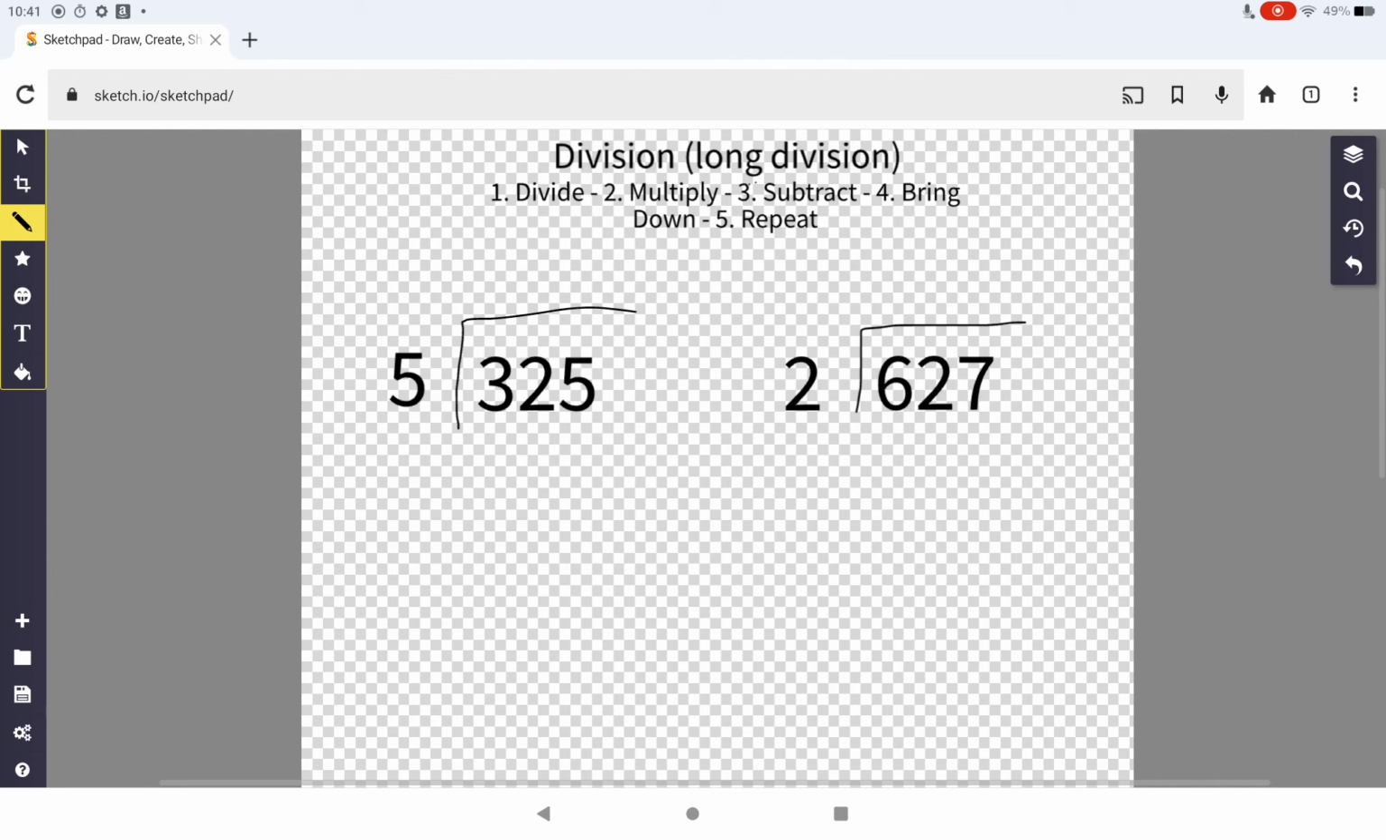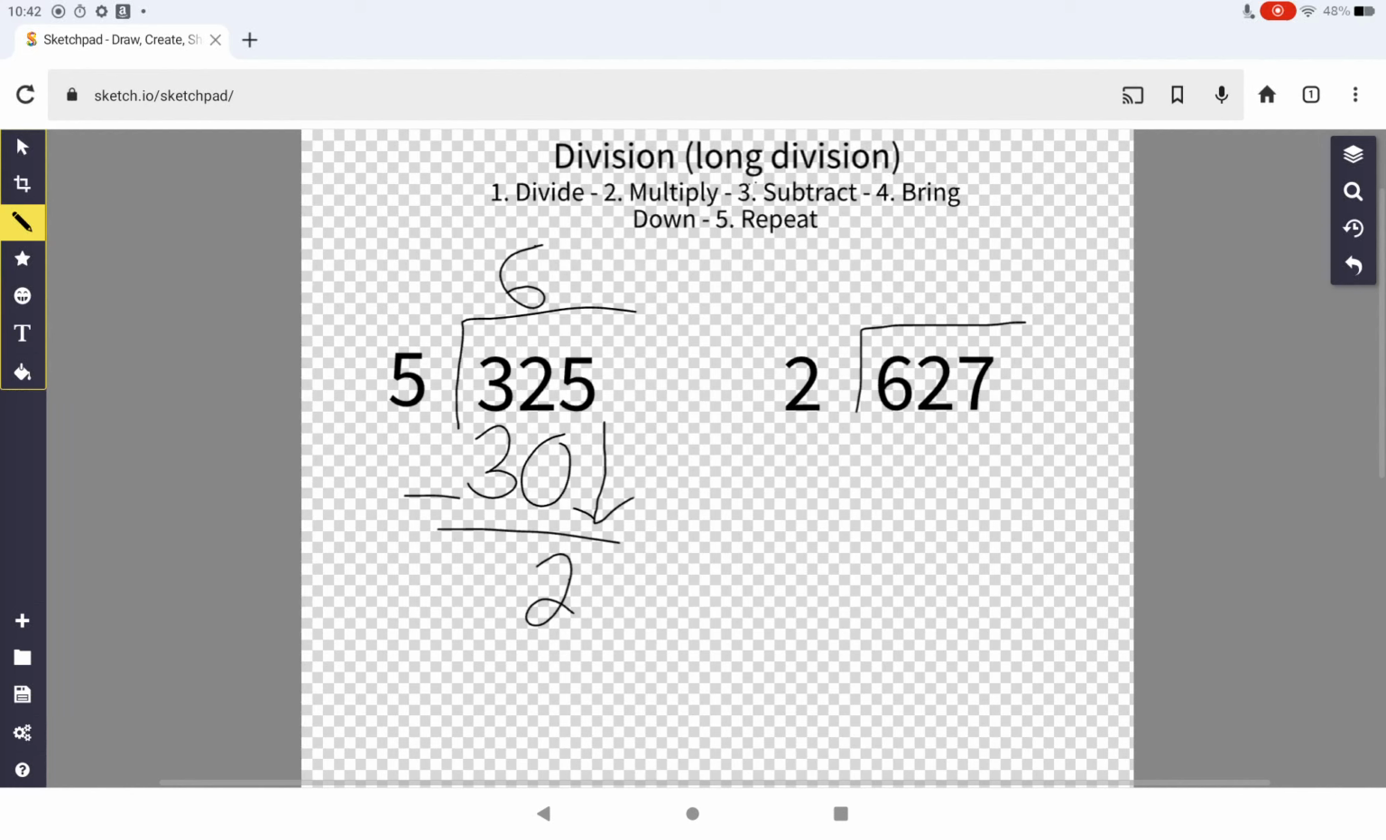How many whole times can 5 go into 32? If we skip count, 5, 10, 15, 20, 25, 30, and then 35, that would be 6. Then we multiply: 6 times 5 is 30. We subtract: 32 minus 30 is 2. And then we bring down the 25, the 5.